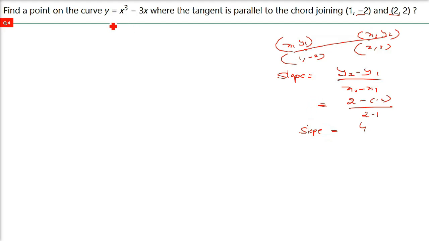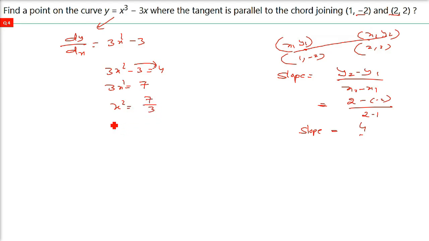Let us equate with y equals x cube minus 3x, and the slope is to be computed first. It will be dy by dx, so 3x square minus 3. This is the slope, and the slope is already computed by the chord, which is 4. So 3x square minus 3 equals 4. 3x square will be equal to 7, since 3 goes here, 4 plus 3 is 7. So x square will be 7 by 3. x will be equal to plus minus under root 7 by 3.